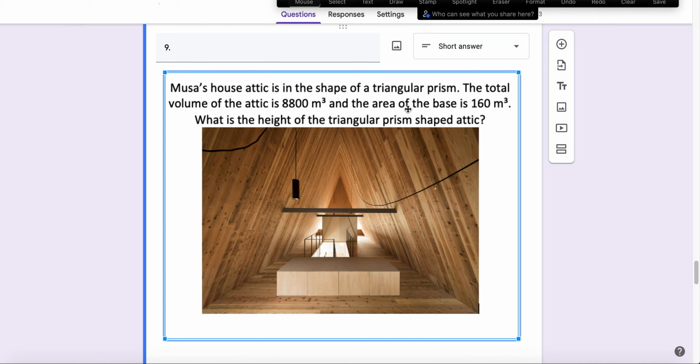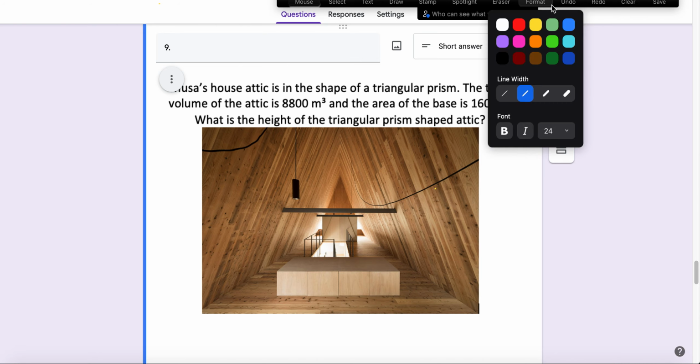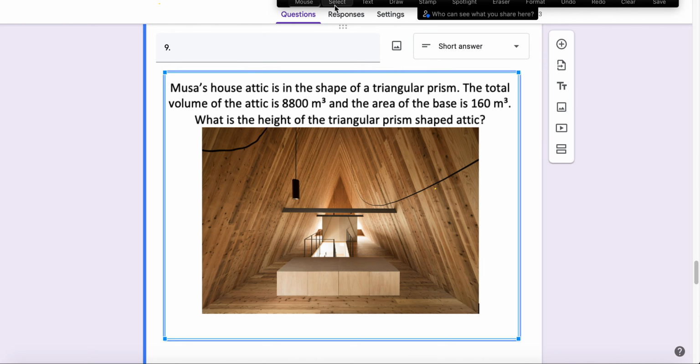Oopsie, I made a mistake. Area is measured in meters squared, not meters cubed. What is the height of the triangular prism-shaped attic? This is a tough question, and that's because they have given you the volume already, and you've got to use your knowledge of equations to work backwards and solve for the height. So we're going to have a go at this together.